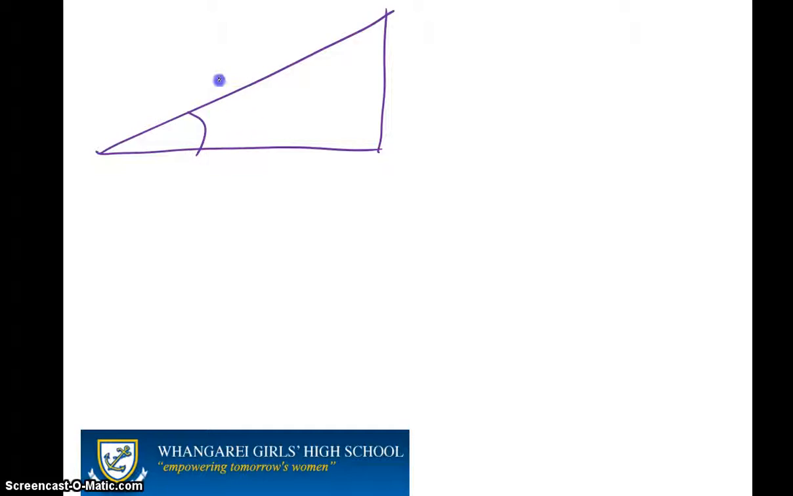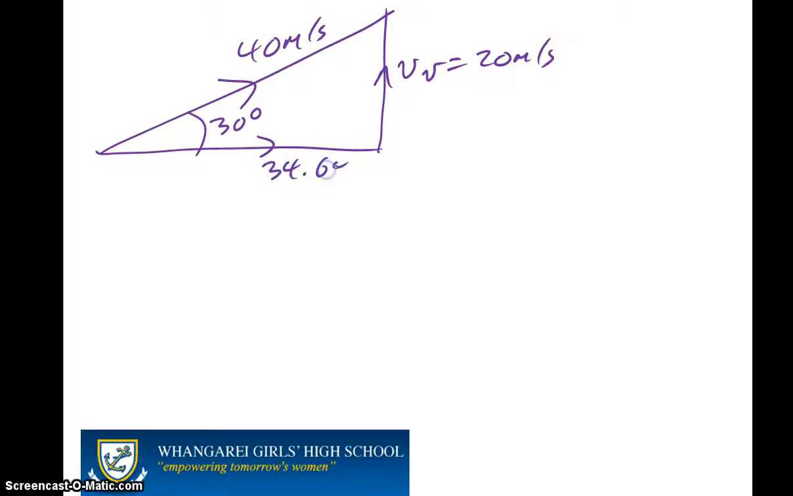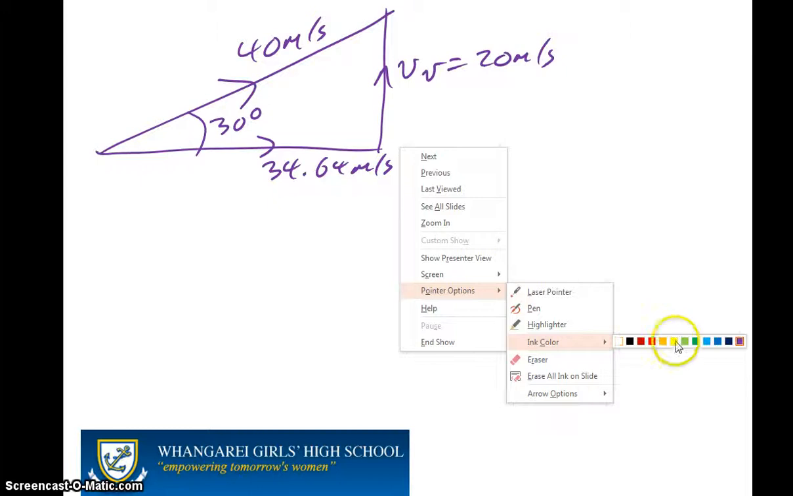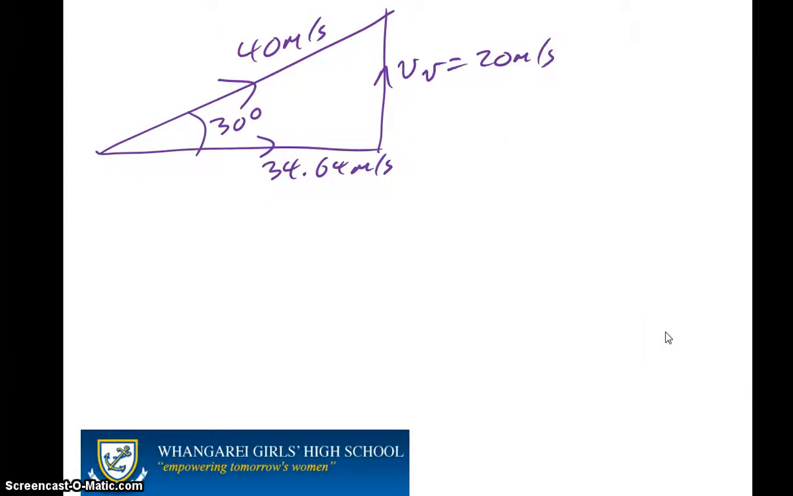In a previous screencast, I broke down or found the components for a vector which had a velocity of 40 meters per second at 30 degrees above the horizontal, and I found that it had a vertical velocity of 20 meters per second and a horizontal velocity of 34.64 meters per second. I have shown that in another screencast. Well, what we can do here is we can use this to find the range of a thing.